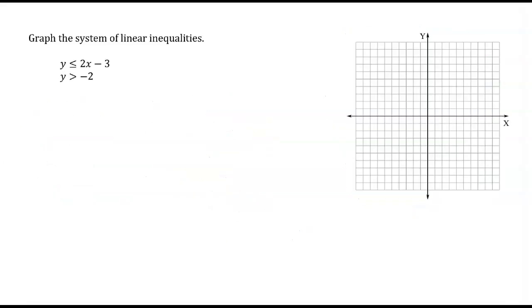In this example, we once again have two linear inequalities, and we will start by graphing them separately. First, we'll look at y is less than or equal to 2x minus 3. We'll begin by looking at the line y equals 2x minus 3. This is the line with y-intercept negative 3 and slope positive 2. We can plot the y-intercept and then use the slope to plot some more points.